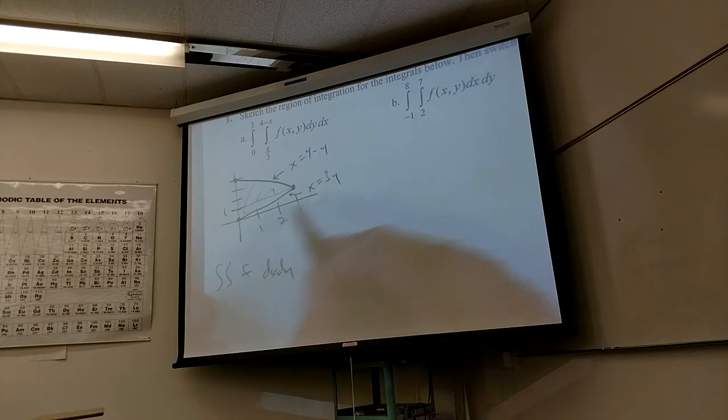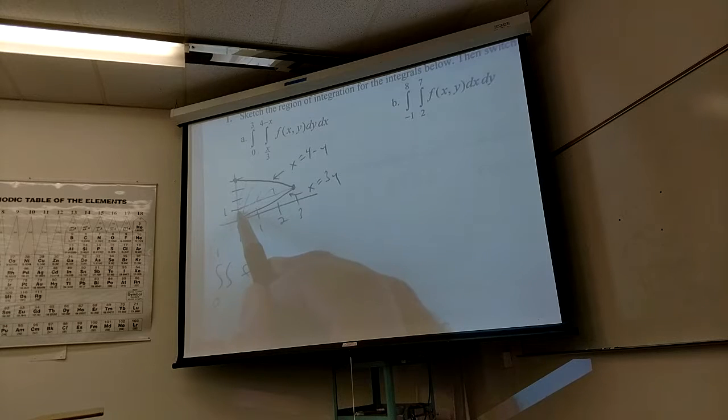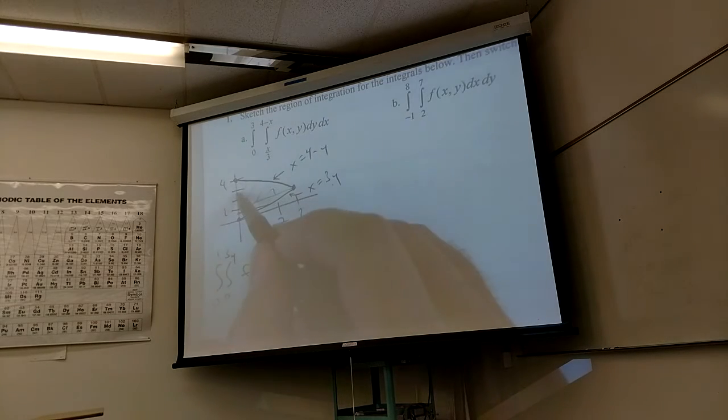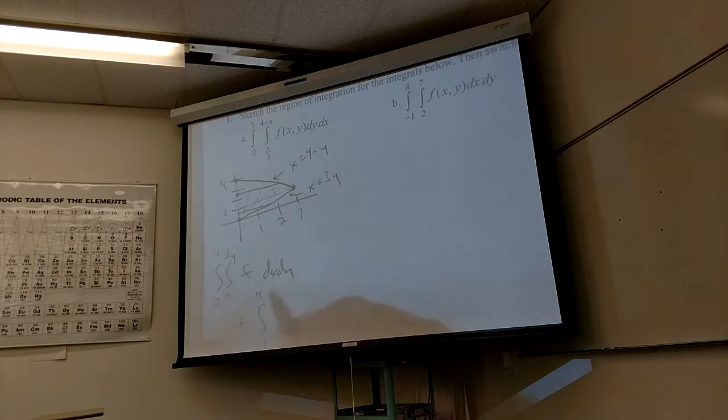So now I'm going to go, as y goes from 0 to 1, what is x doing? 0 to 3y. Plus, as y goes from 1 to 4, x is going from 0 to 4 minus y.